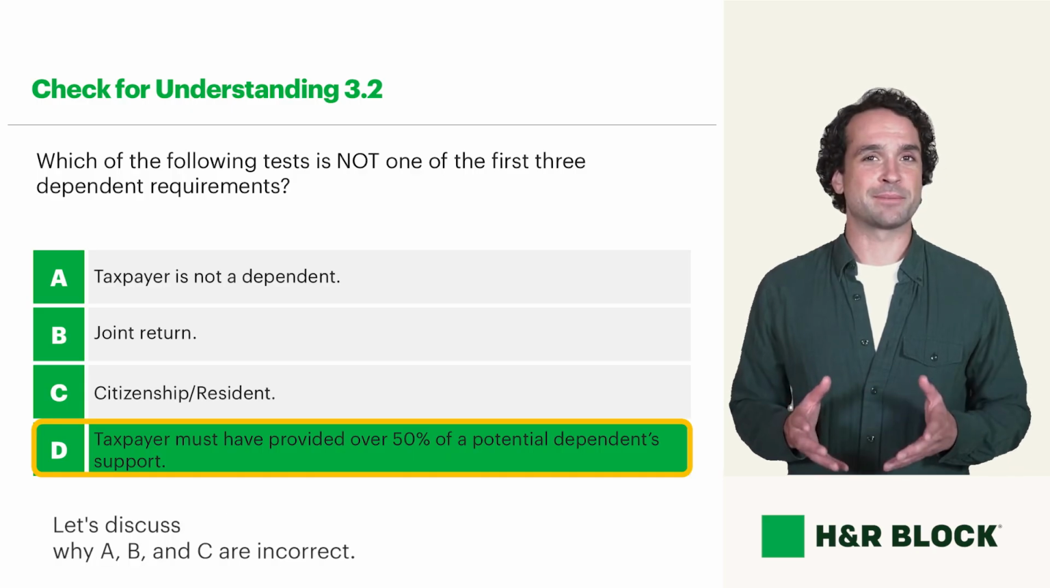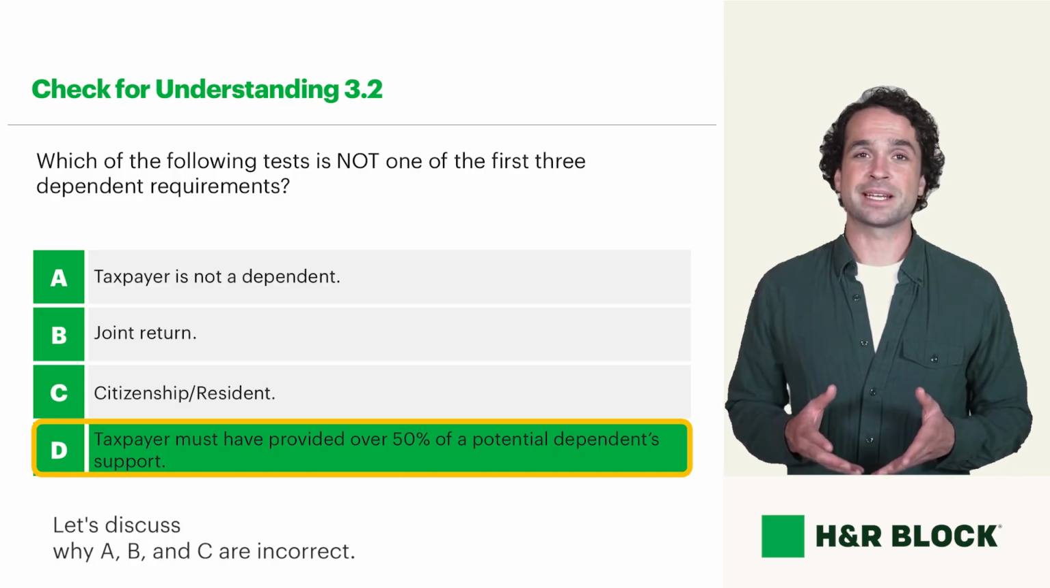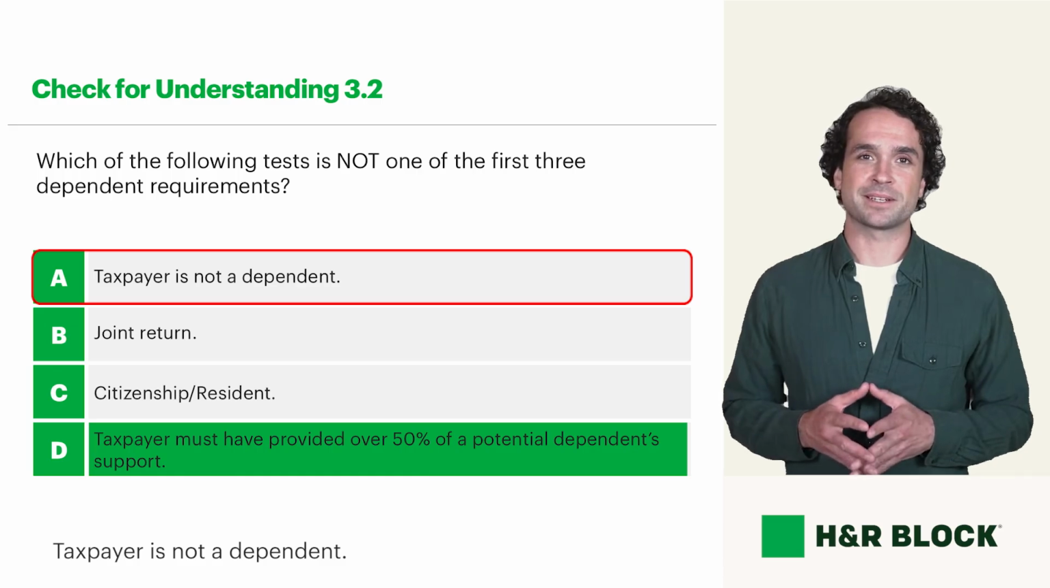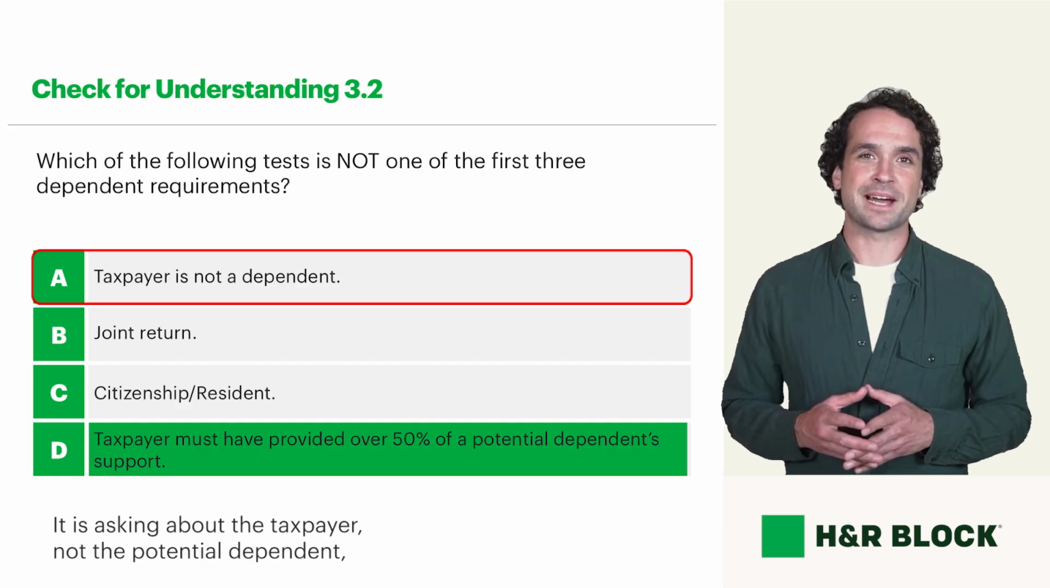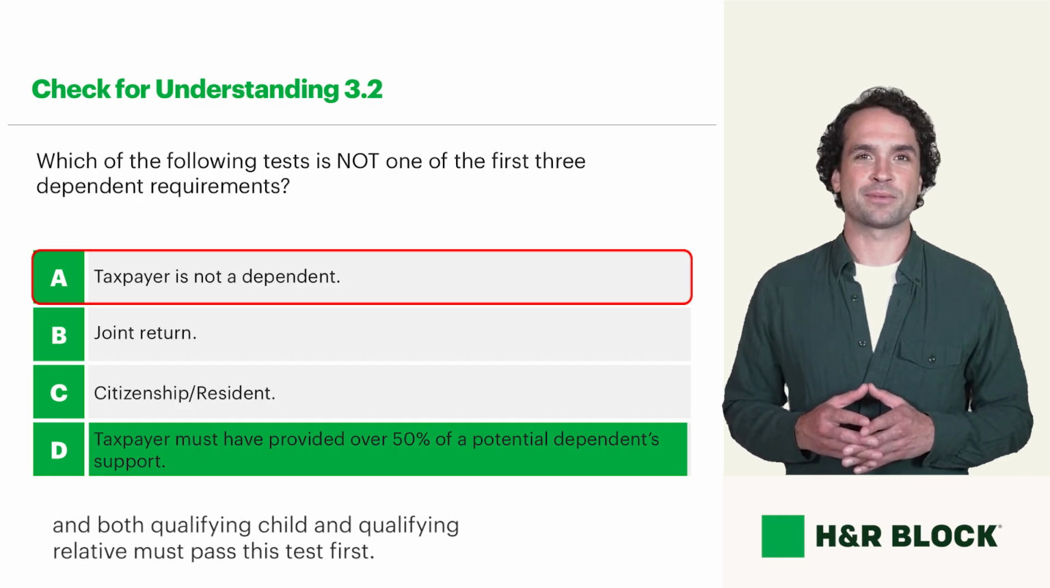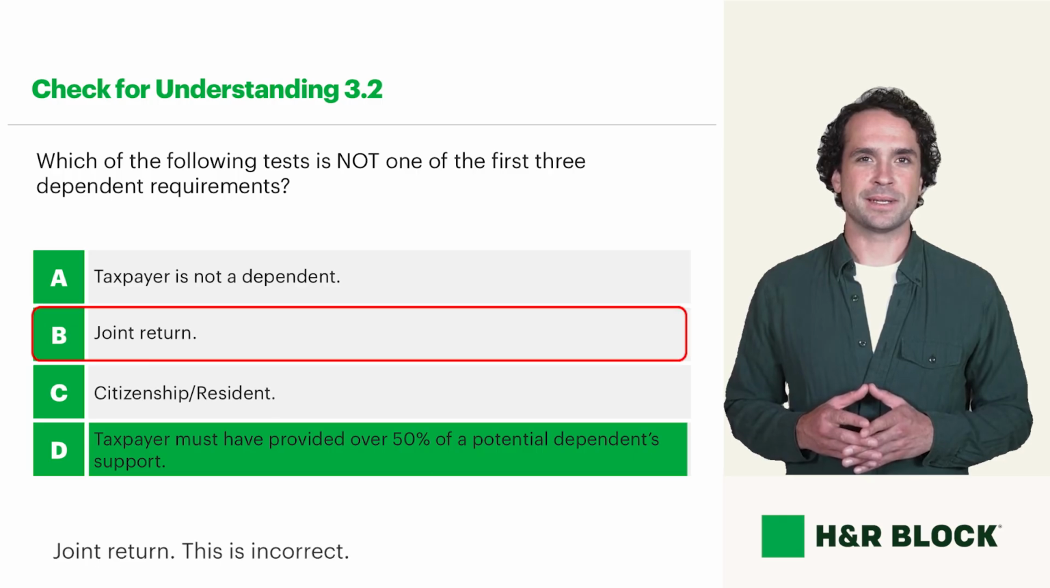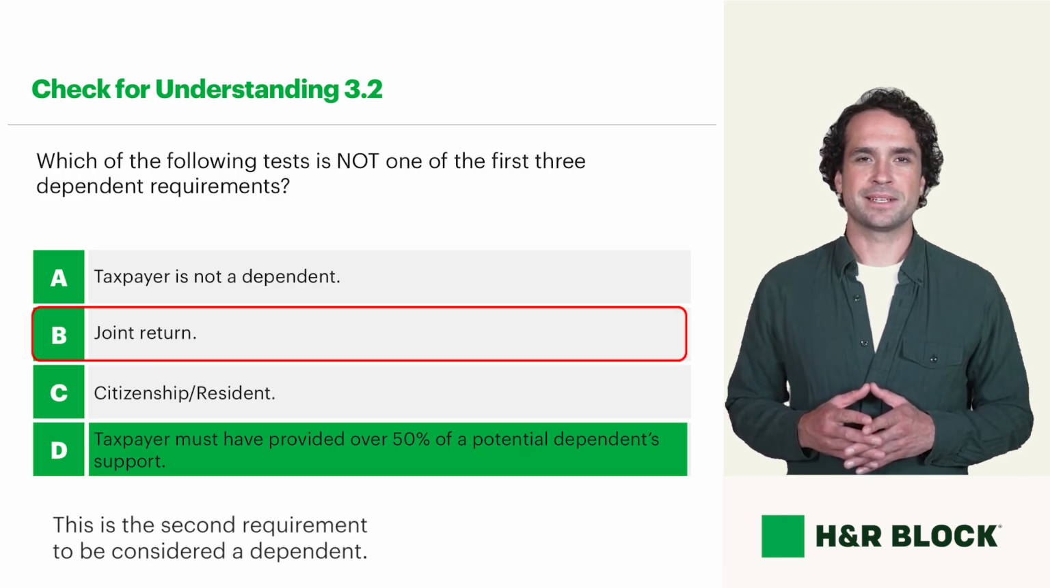Let's discuss why A, B, and C are incorrect. Taxpayer is not a dependent. This is incorrect. This is the first requirement to be considered a dependent. It is asking about the taxpayer, not the potential dependent, and both qualifying child and qualifying relative must pass this test first. Joint return. This is incorrect. This is the second requirement to be considered a dependent.